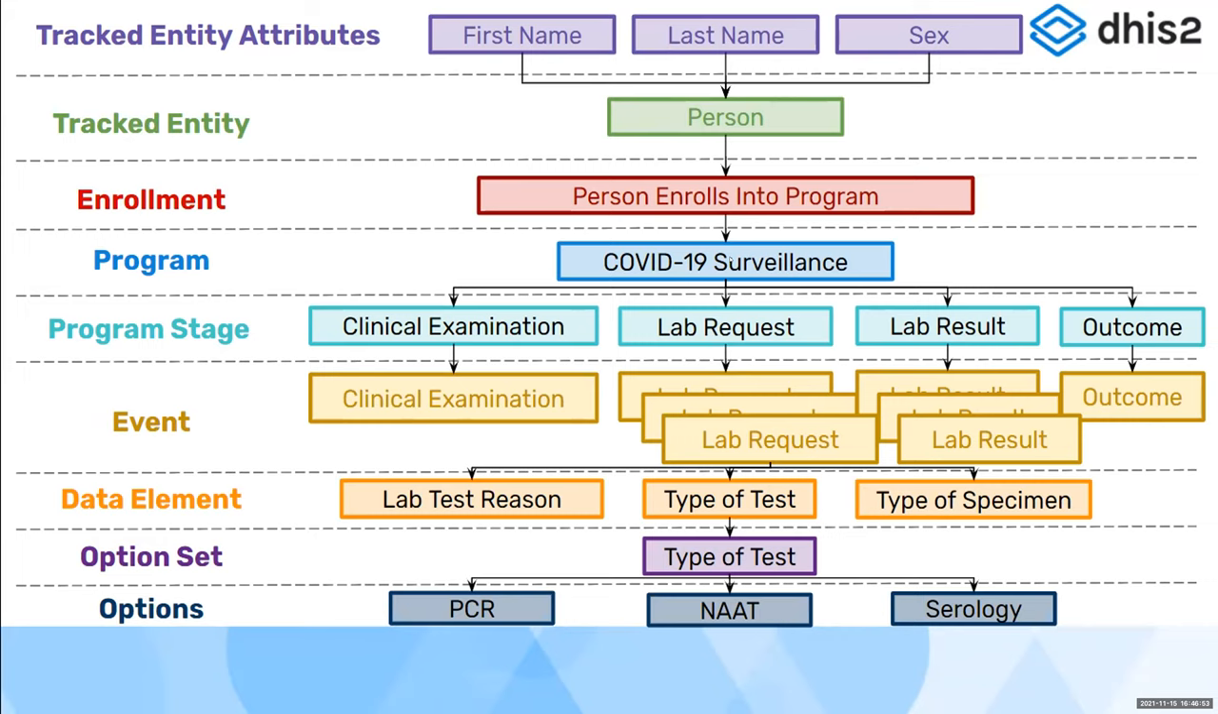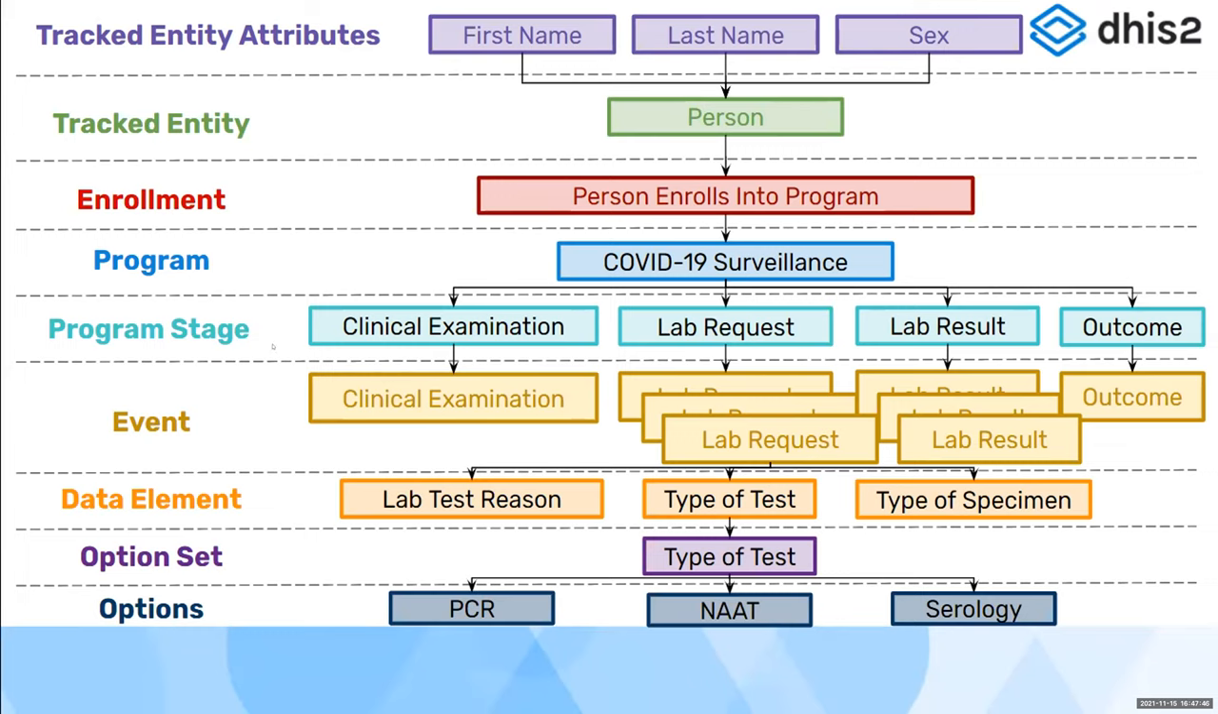And under this program, we are actually tracking the clinical examination, where we are looking at the symptoms and signs, but also the lab requests, where we take all the samples and send them to the lab. We also have the lab results, where we are specifically looking at the outcomes of the lab requests that were requested. And lastly, the outcome as a program stage, where it's monitoring the results of that particular COVID-19 suspect, whether that person died or recovered, so it depends.